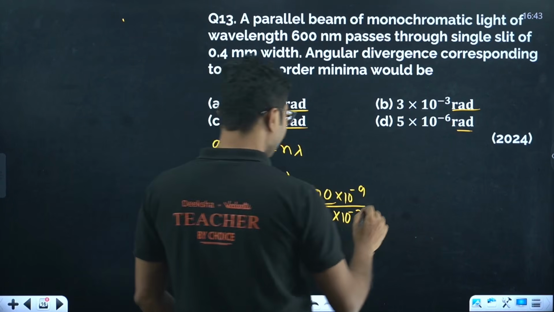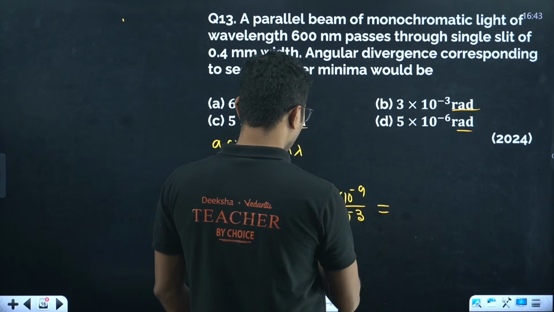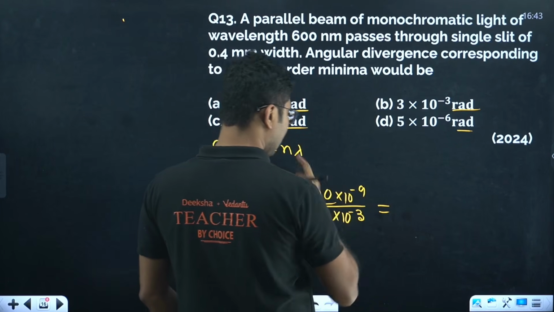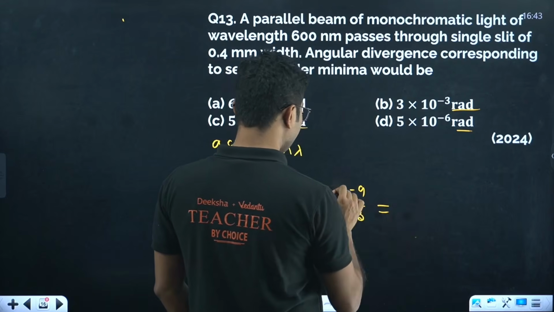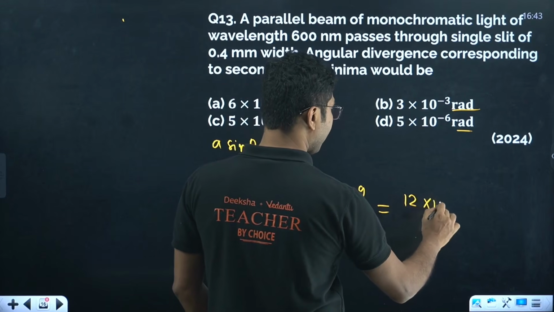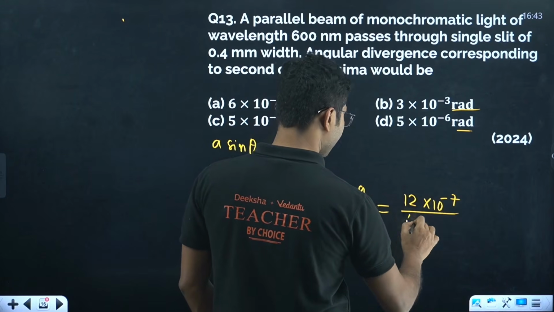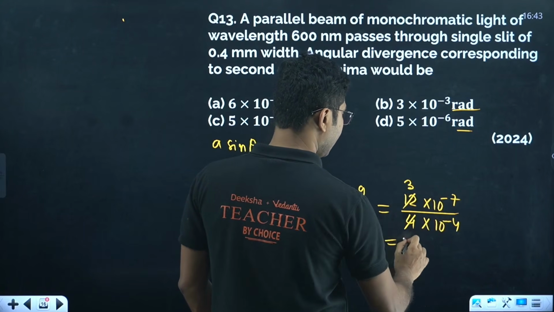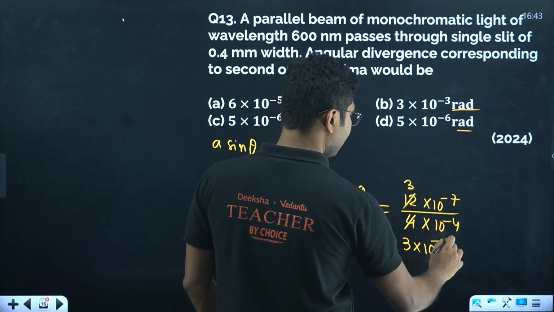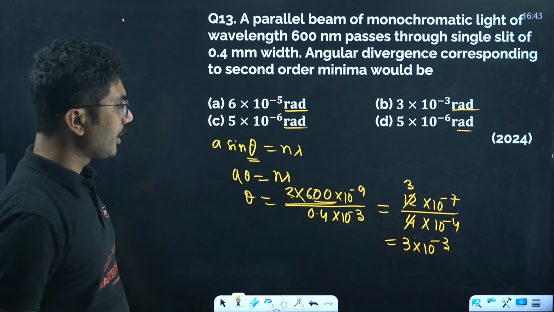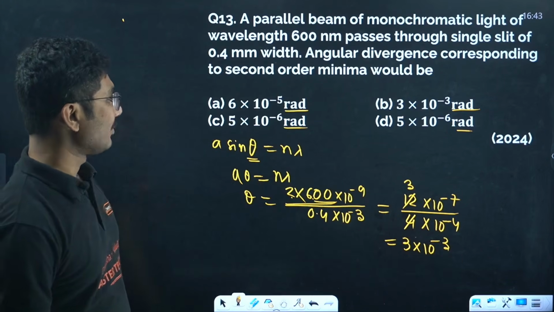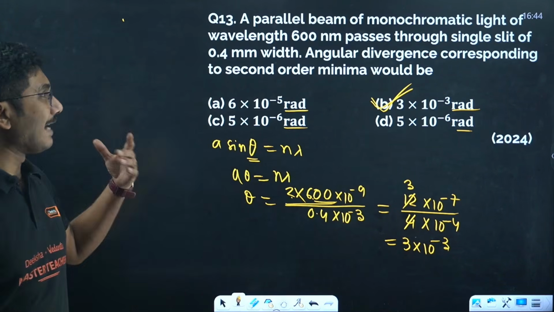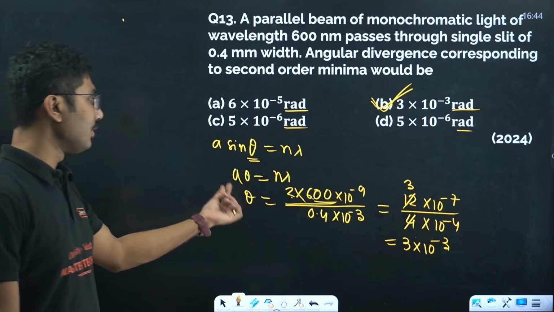Now let's simplify. 2 into 600 is 1200. Let us cancel the zeros: 12 into 10 to the power of minus 7 divided by 4 into 10 to the power of minus 4. So that is 3 into 10 to the power of minus 3. So the correct answer is 3 into 10 to the power of minus 3 radians. This is called angular divergence.